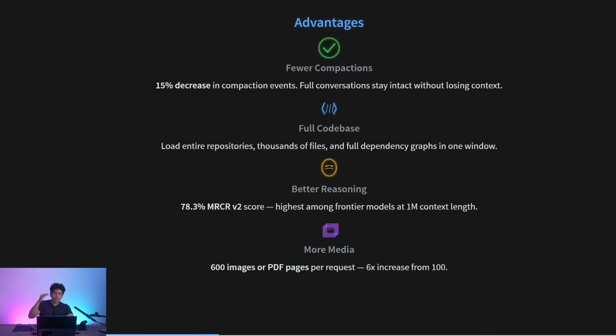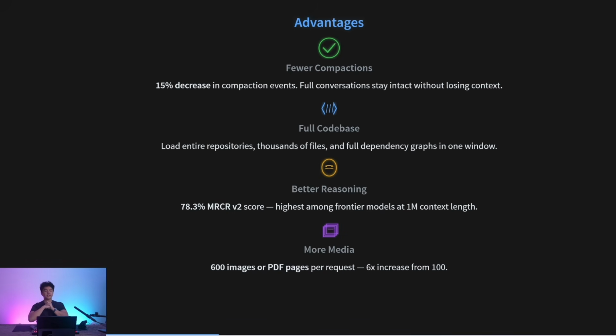Now let's talk about why this matters. Number one is fewer compaction events, right? If you use Claude Code or any long-running agent, you've probably hit that wall where the model suddenly forgets something you told it earlier, right? So that's compaction, the system summarizing older context to make room. But now Anthropic is saying that this update led to a 15% drop in compaction events. This means your agent sessions can run longer and retain more nuance.